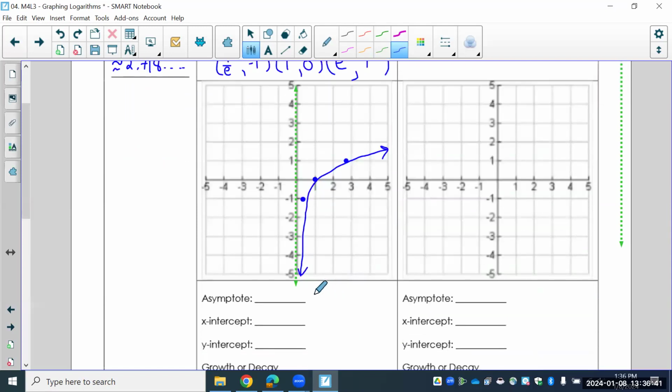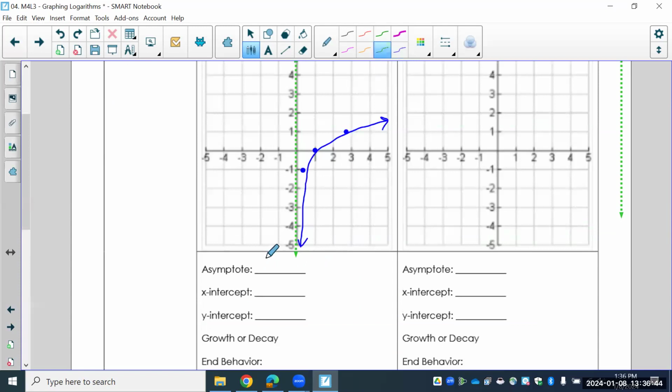Not a lot changes, right? So our asymptote is still going to be x equals 0. Our x-intercept is still 1 comma 0. Our y-intercept is none. Now, remember, these are dependent upon transformations and translations. They can be other things. That's just the base graph. The base graph of e is a growth graph.